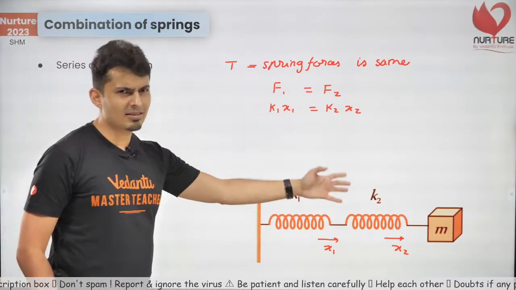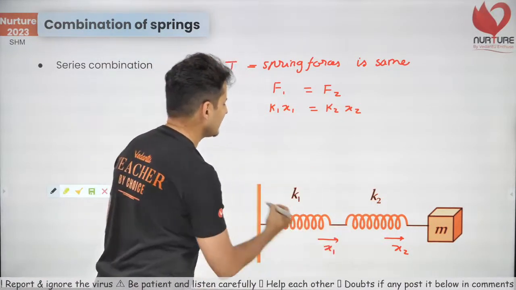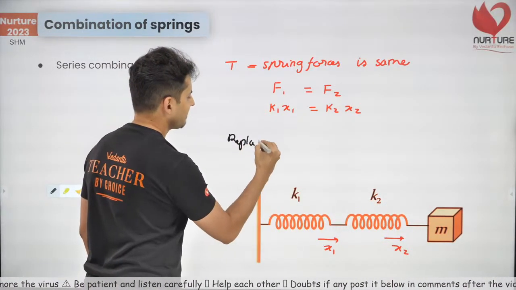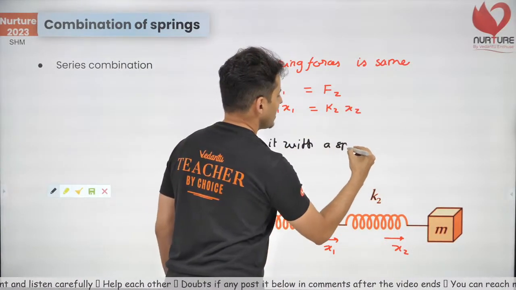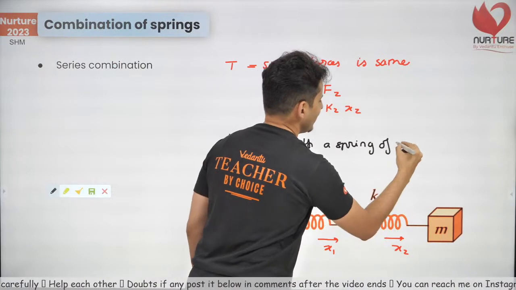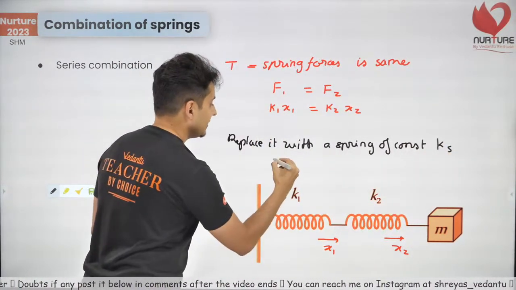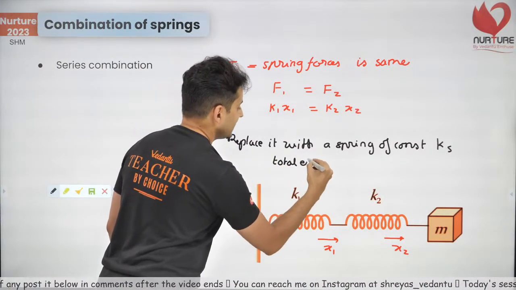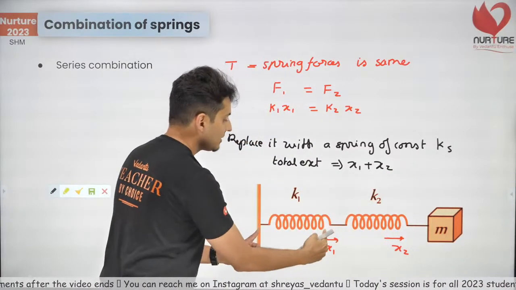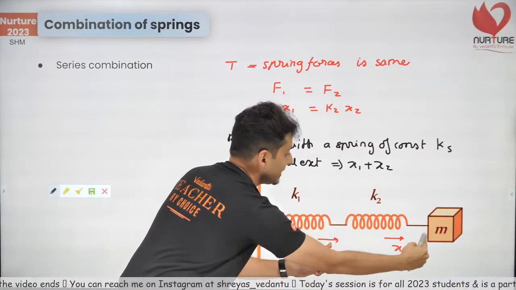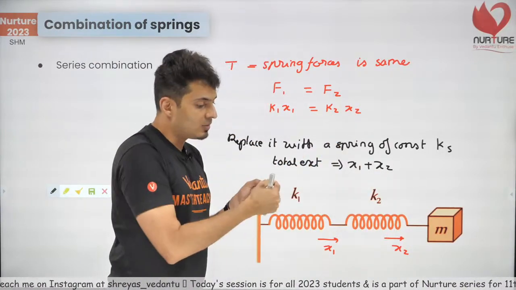Well, the derivation starts right over here. If I replace it with a spring of constant Ks, then the total extension will be x1 plus x2. Think about it. This spring extends by x1, that spring extends by x2. So the total extension in the total spring will be x1 plus x2.